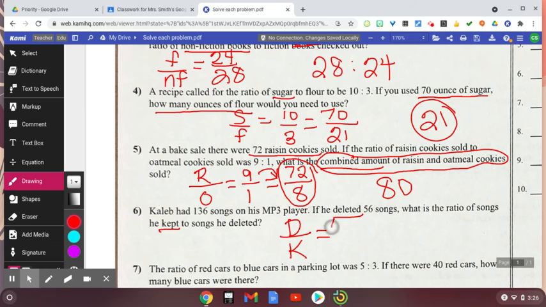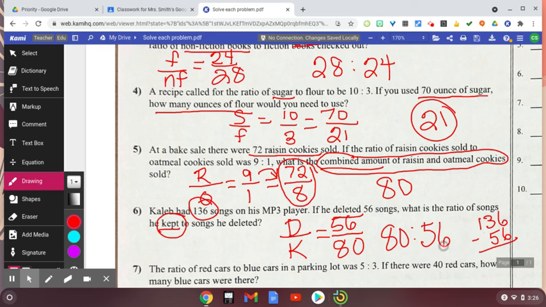So he deleted 56 songs, so we've got our 56 right over here. It's not giving us a ratio, so it looks like we're going to have to do something to figure out how many he kept. So over here, we've got 136. That's the total. So if we take our 136 and we subtract 56, then we have 80 songs left that he kept. Well, the ratio of songs he kept, since kept is coming first, we've got to put our 80 first as a ratio. And then our deleted is 56, and that is our final answer.